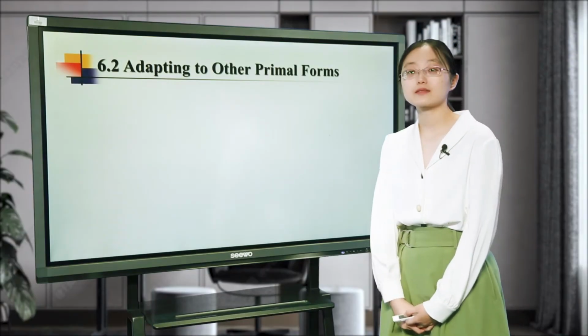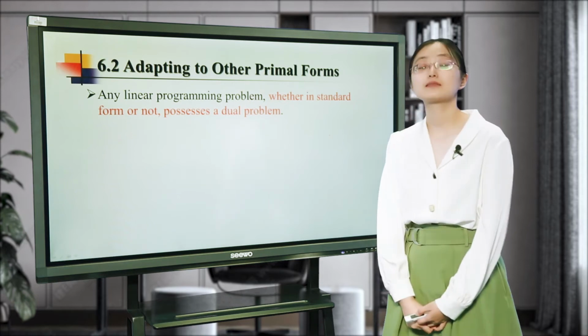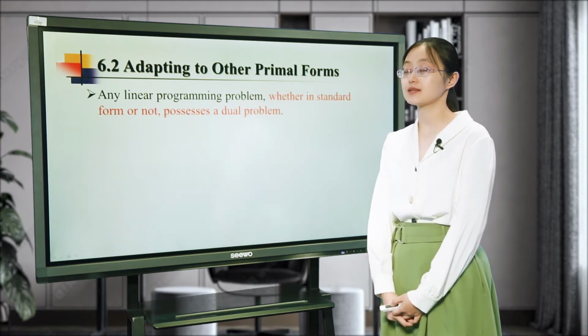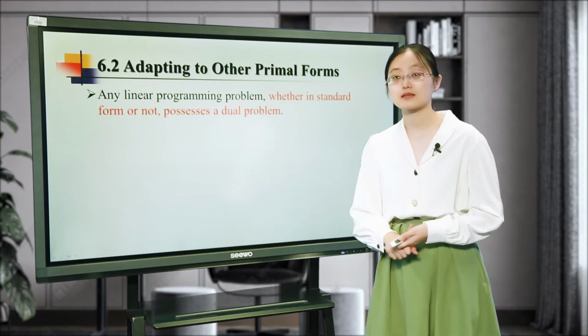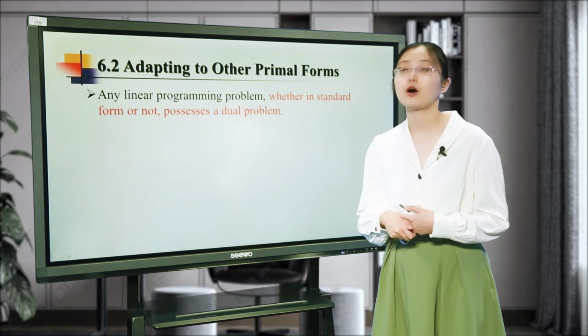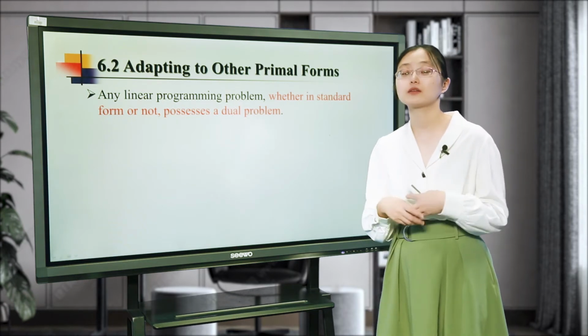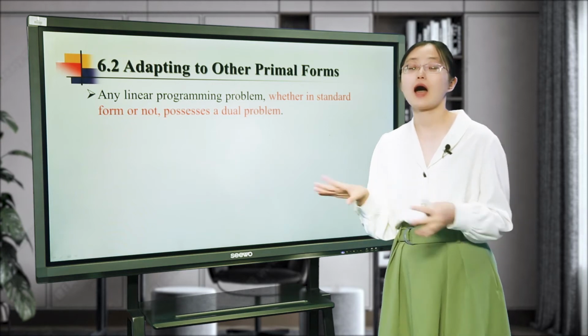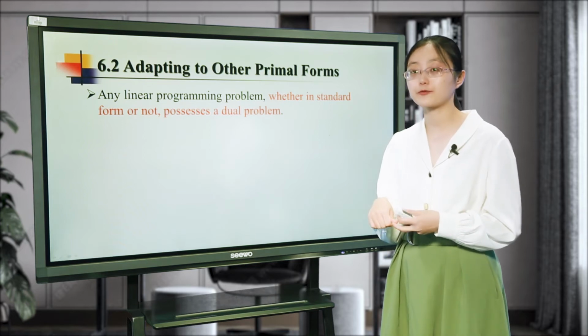Okay, so next we say that every linear program problem has a dual problem, whether it's in the standard form or not. So far we only discussed, if we have the standard form of a linear program problem, a maximization problem with all the constraints less than or equal to, how to find its corresponding dual problem. How about the other forms?